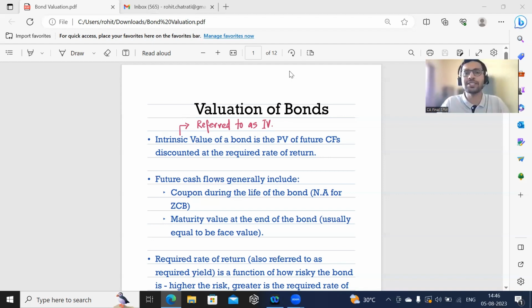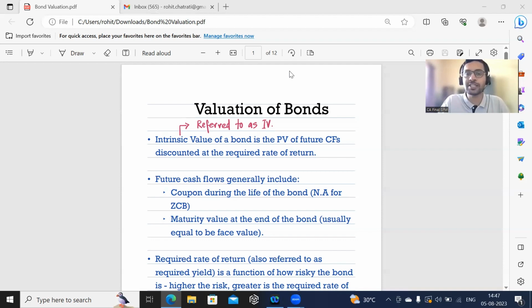In all the examples that we will do, the face value and maturity value are going to be equal. In real life, can both of them be different? The answer is yes. Maturity value can be either greater than or lesser than face value. But in all the questions that we are going to do from an examination point of view, we are going to assume that face value and maturity value are the same. Therefore, the intrinsic value of the bond is the present value of the future cash flows.